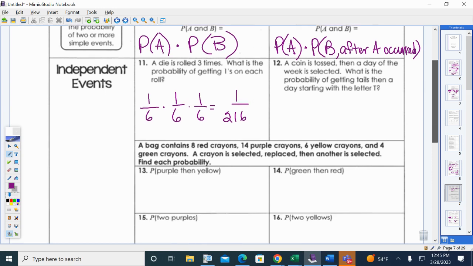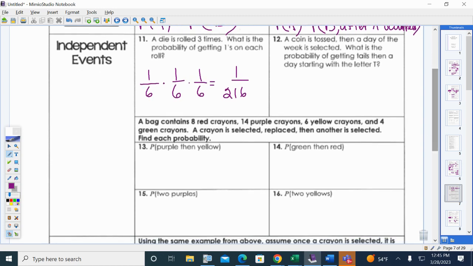Let's look at the next little section here. This is still independent events, but we've got a scenario. A bag contains 8 red crayons, 14 purple crayons, 6 yellow crayons, and 4 green crayons. A crayon is selected, replaced, then another is selected to find each probability. The reason this is included in the independent is because when I select a crayon, I'm going to put that crayon back in the bag. So each selection is independent of the other.